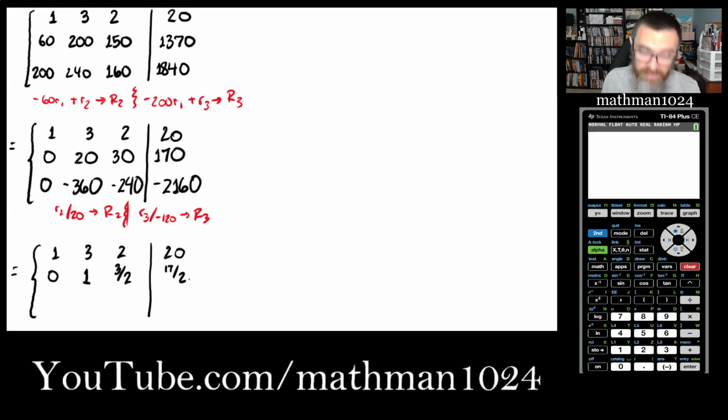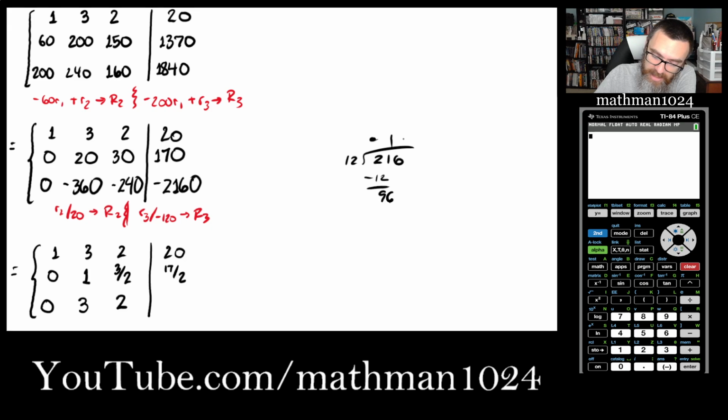Now the last row I'm dividing by negative 120. So it's going to give me 0, 3, 2. And if I divide 216 by negative 120, just double check that that's 12 into 216. Whoops. That gives me 96. That gives me 18. All right. I can work with 18.